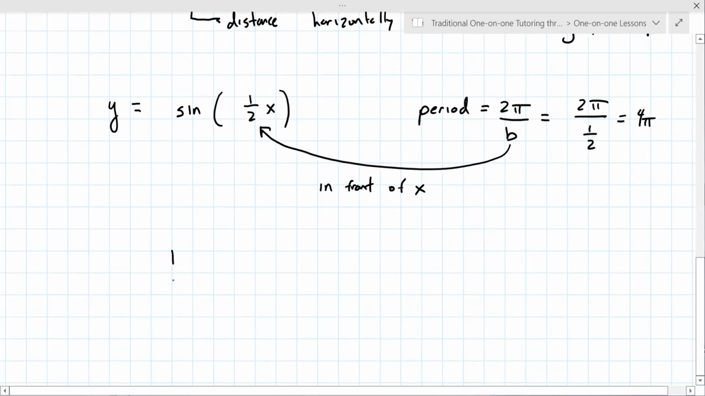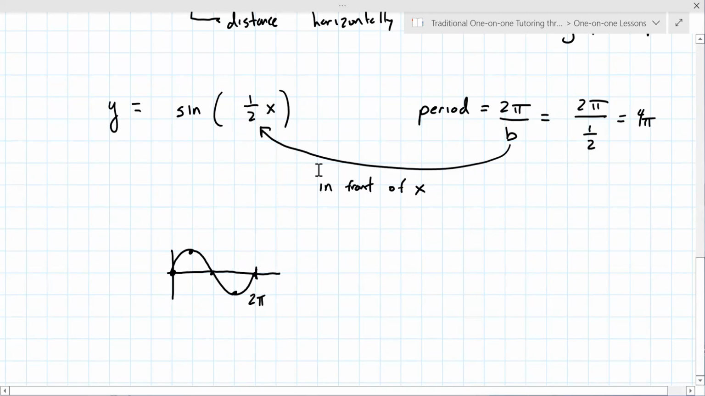So if we were to go back, and we're going to do this every time, we're going to graph the parent function. So you want to get really good at doing this, graphing those 5 points. Okay. What the period does is it stretches it out. Now normally this is 2 pi.